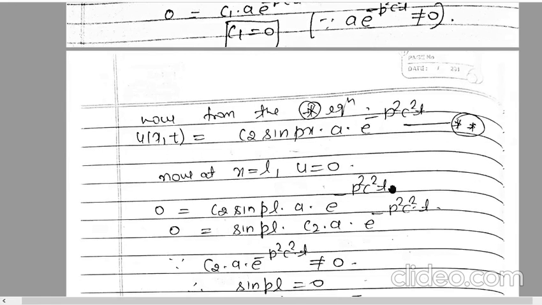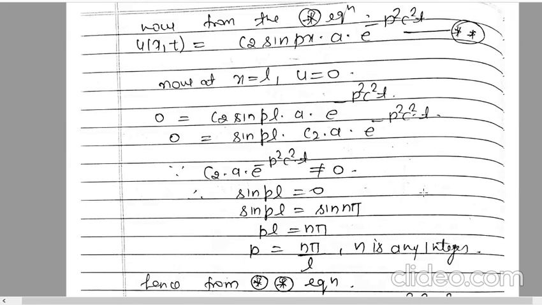Again apply the second boundary condition. At x equal to L, your temperature will also be 0. So 0 is equal to c2 sin pL into A into e to the power minus p square c square t. Now again we can see that this solution can never be 0. c2 and A are constants, and the exponential function can never be 0, because if it were 0, that means our double star equation would also be 0, and that is not possible because we have a solution here, right? So sin pL must be 0. So sin pL is equal to sin n pi.